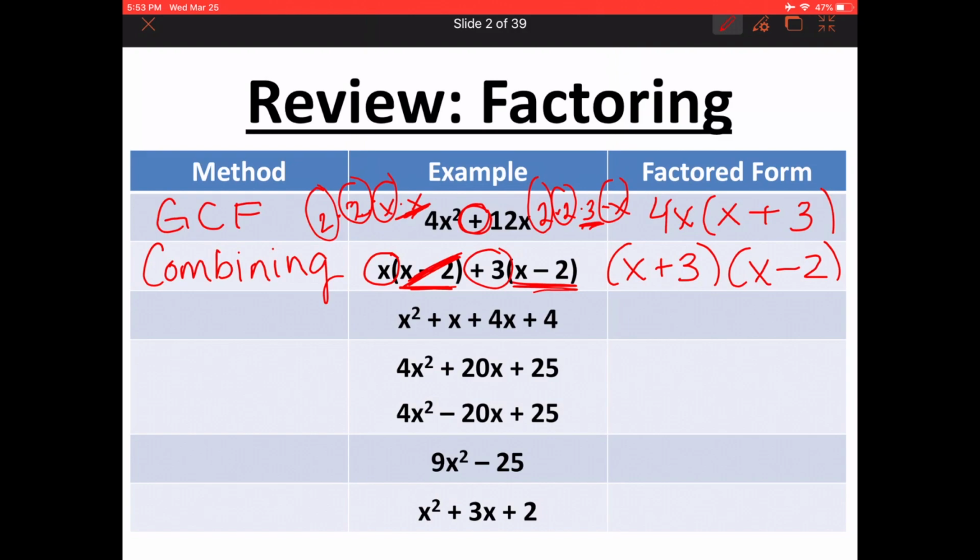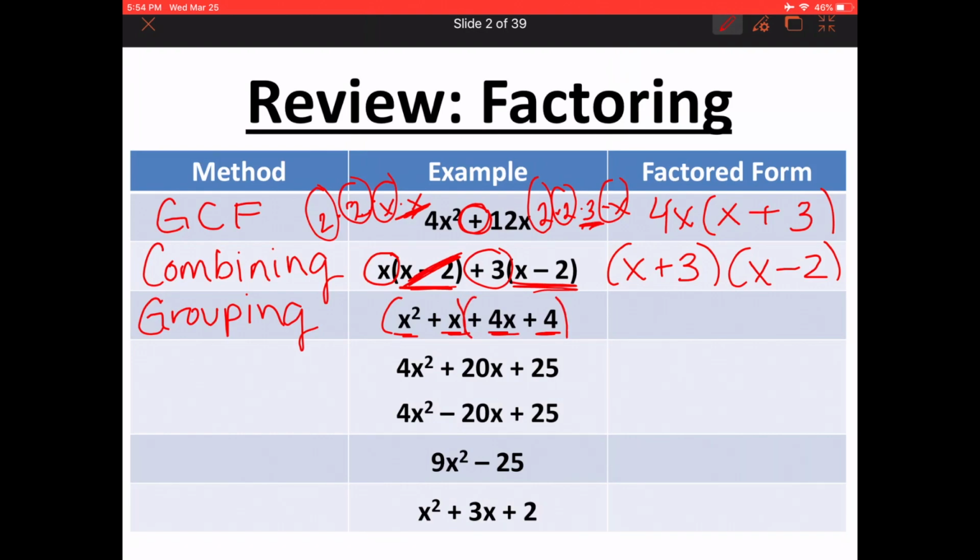My third method of factoring is called grouping. And notice that this method only works when you have 4 terms, right? I have 1, 2, 3, 4. So no other methods of factoring have 4 terms. Potentially GCF could, but grouping has to have 4. So what we do for grouping is I put parentheses around the first 2 terms, and then I put parentheses around the last 2 terms.